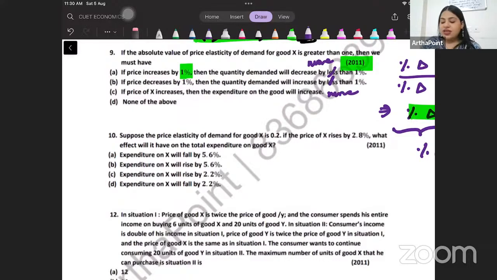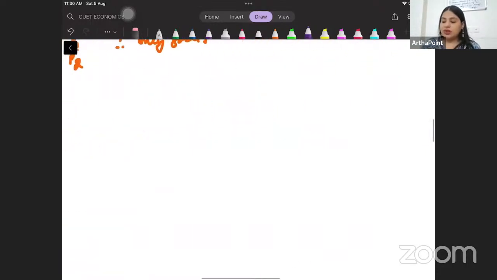If price of X increases, expenditure on good X will increase. Okay, this is the expenditure rule. ये देख लेते हैं एक बारी. So beta, expenditure rule.